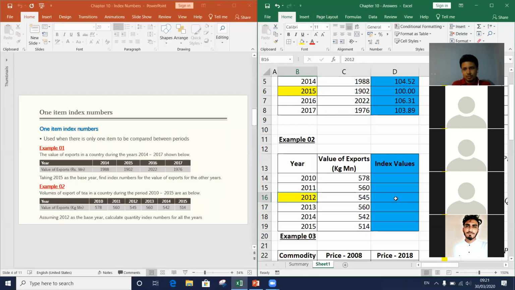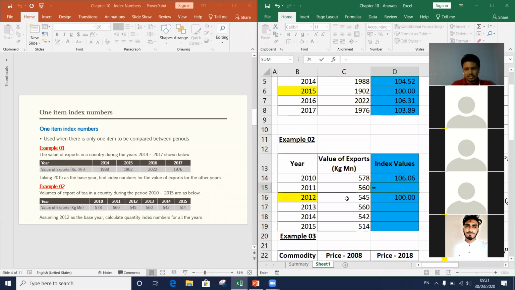Then what should be the index value of 2012? If 2012 is the base year, the index value for that year should be 100. Right. In 2010, how can we calculate? Current year figure is 578. We need to divide this by the base year figure 545 into 100. 106.05.